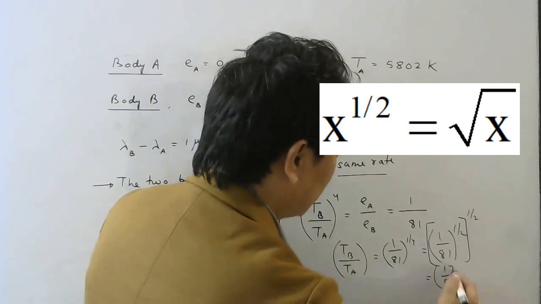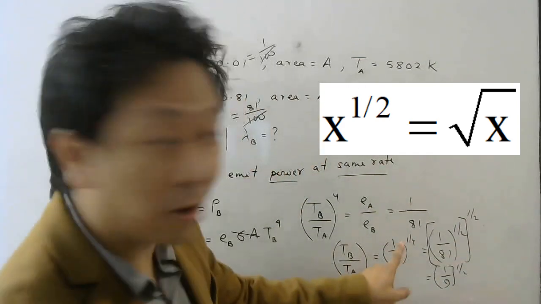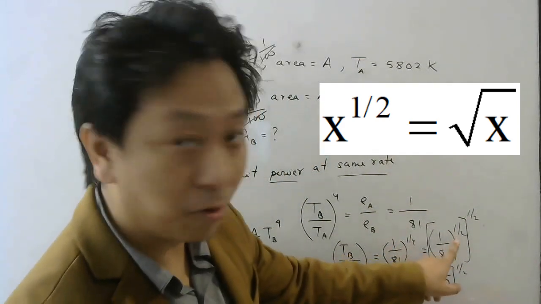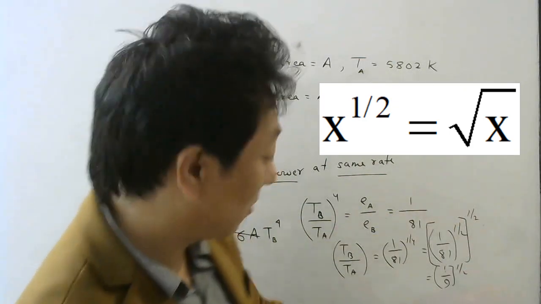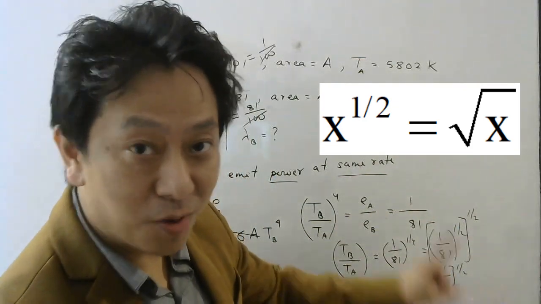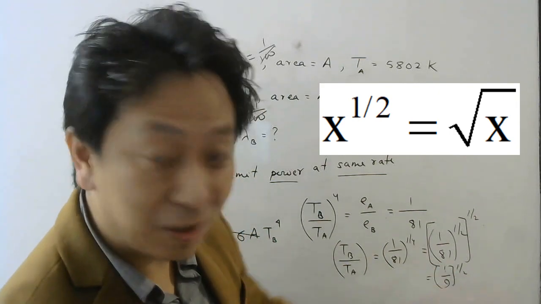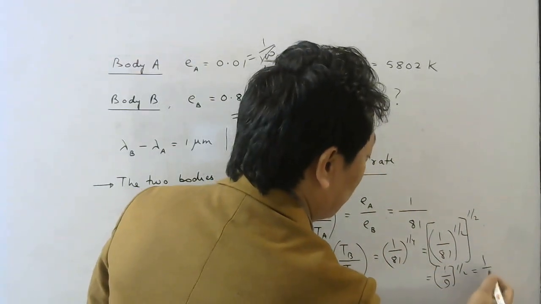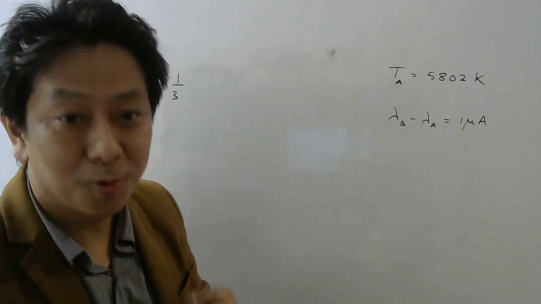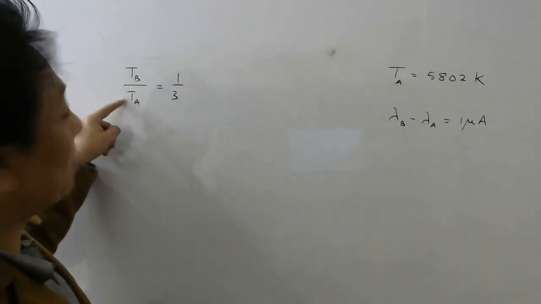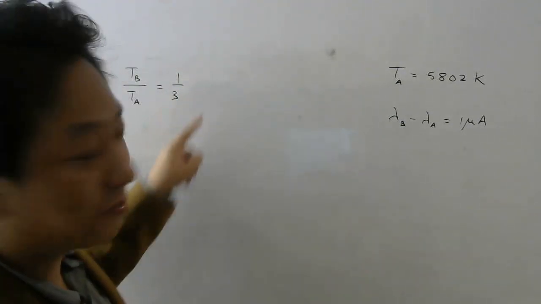Power, again this half is there, remember. Because actually the power is 1 by 4. So 1 by 4 I wrote 1 by 2, then again power 1 by 2. What is square root of 1? In the numerator 1. Square root of 9 in the denominator will be 3. So it will be 1 by 3, right? So we found temperature of B divided by temperature of A is equal to 1 by 3.